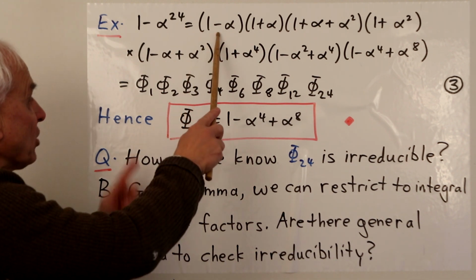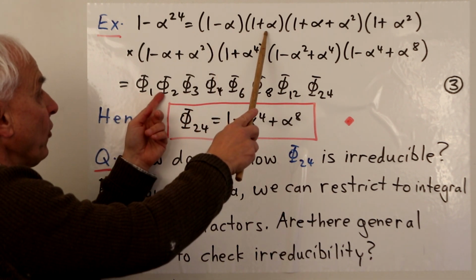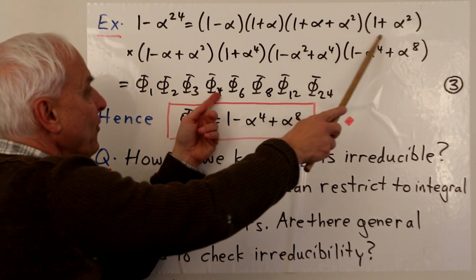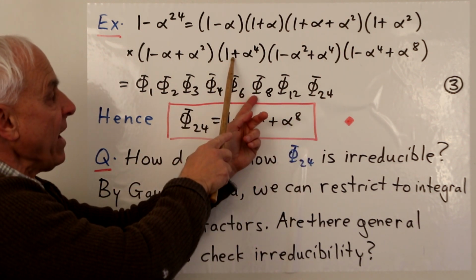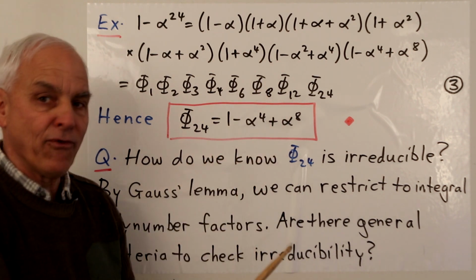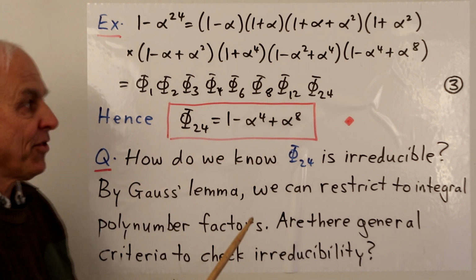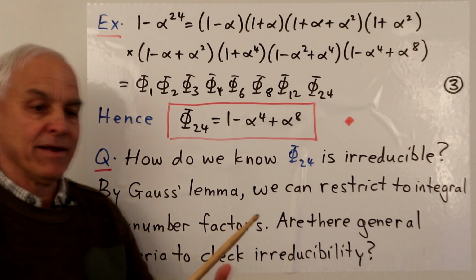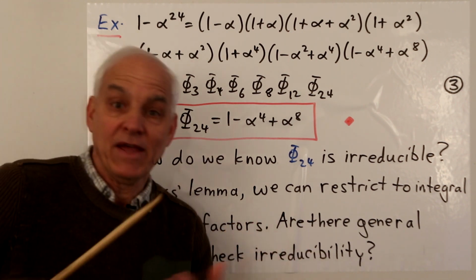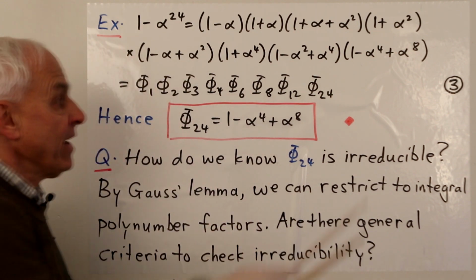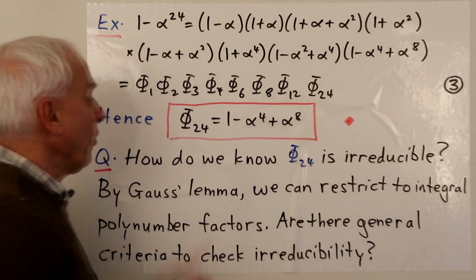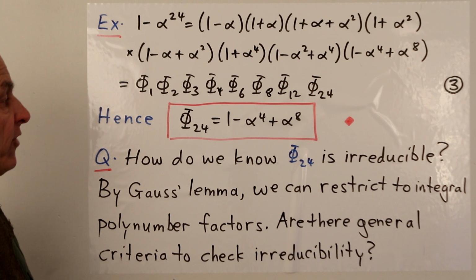So this one here is actually phi sub 1, this is phi sub 2, this is phi sub 3, this is phi sub 4, this one's phi sub 6, this one's phi sub 8, this one's phi sub 12, and the remaining one, the one that we have left over after we've taken out all those factors from the lesser exponents, is phi sub 24. So conclusion, phi sub 24 is 1 minus alpha to the fourth plus alpha to the 8.